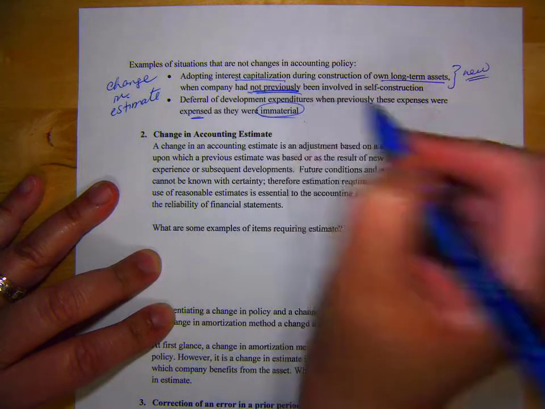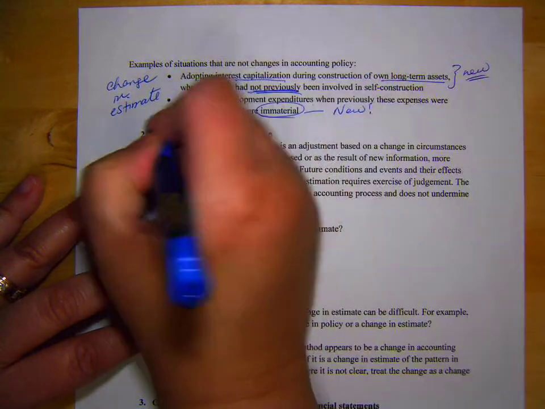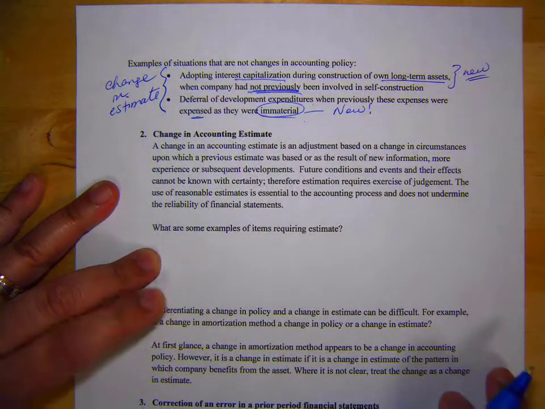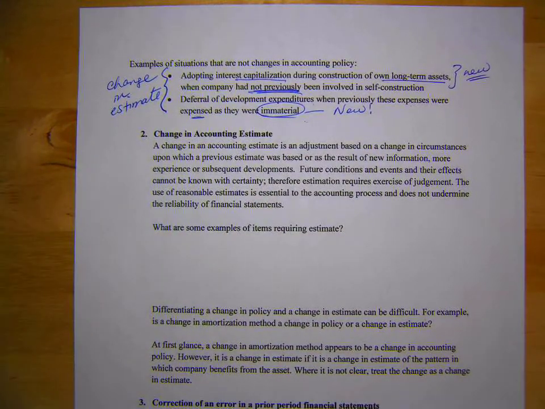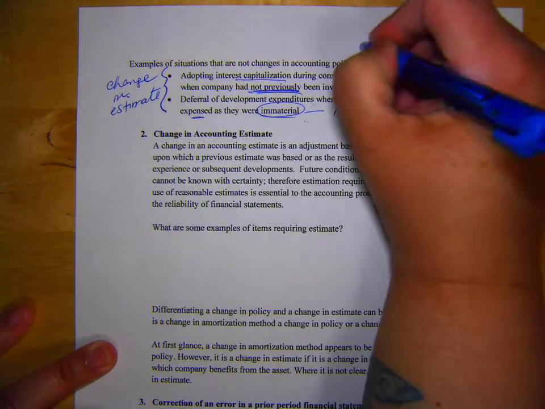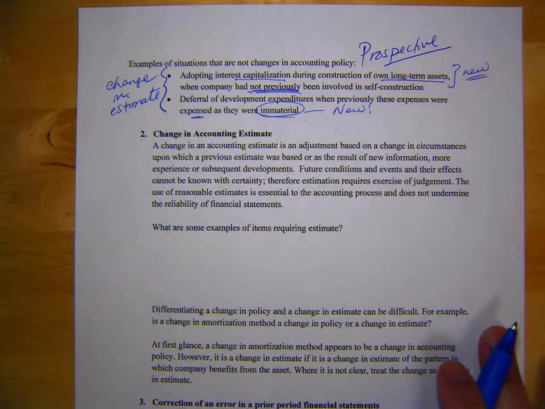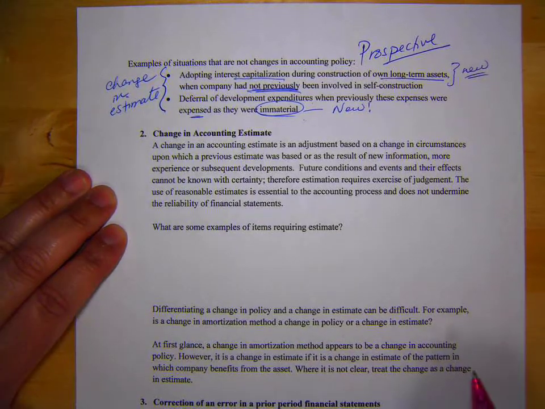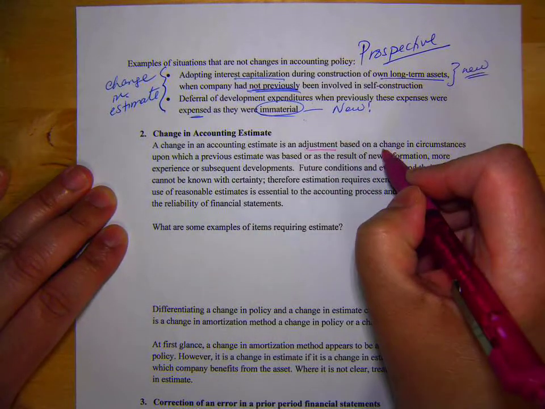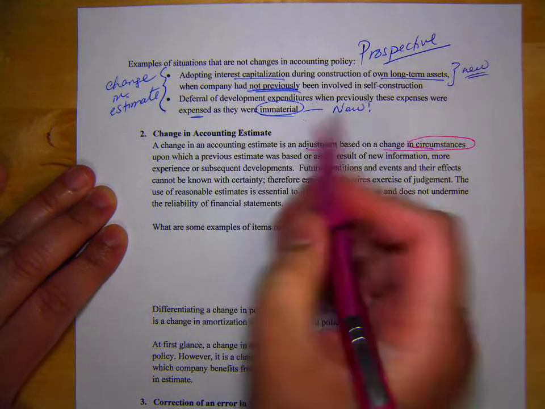And basically, when underlying conditions have changed, you don't go retrospectively. So you don't call it a change in policy. You say, oh, it's a change in estimate. I do it prospectively. Okay, now, changes in accounting estimates besides the ones we already mentioned. Adjustment based on a change in circumstances on which a previous estimate was based, or new information like we set up there. More experience, subsequent developments.